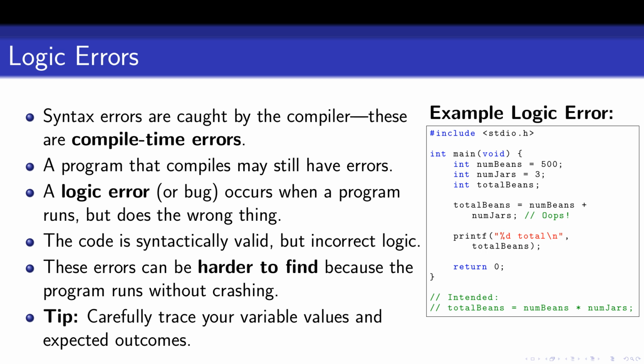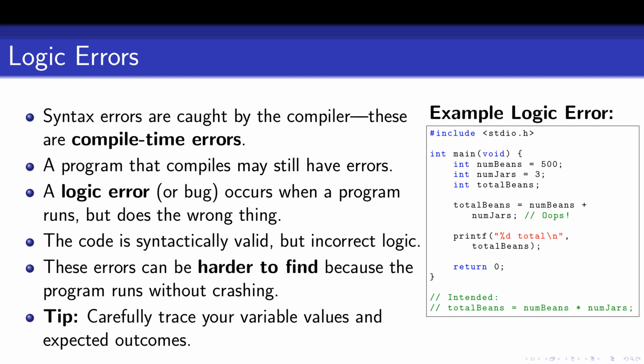So far, we've looked at syntax errors that prevent code from compiling, but now let's talk about logic errors, mistakes that happen even when your code compiles perfectly. A logic error means your program runs, but it doesn't do what you intended. These bugs can be tricky because there are no red flags from the compiler. For instance, you might accidentally add two variables when you meant to multiply them. The program runs and prints a result, but the result is wrong.